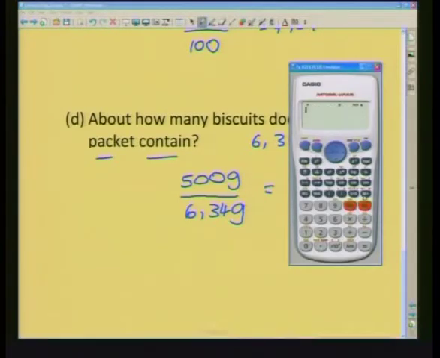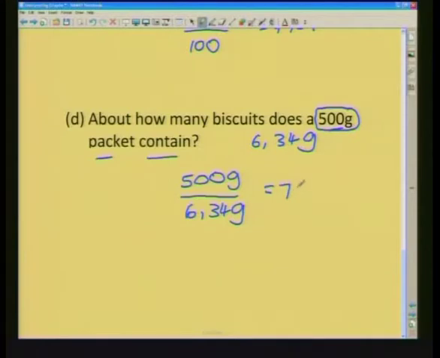So once again on our calculator, 500 divided by 6.34, that will give us an answer of 78,86. Now because we're talking about a number of biscuits, we obviously can't put 0.86 of a biscuit into a packet. So that would mean that there's approximately 78 biscuits in a 500-gram packet.